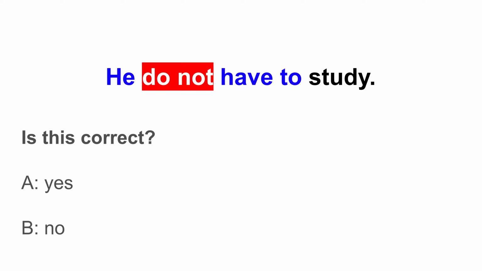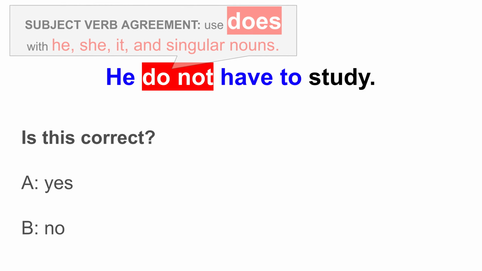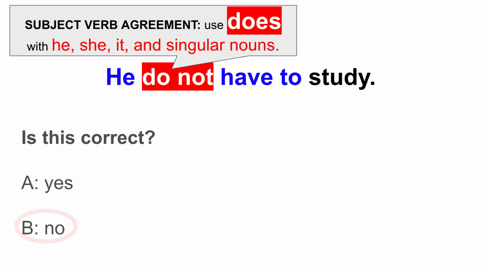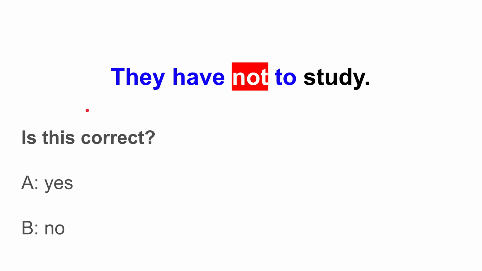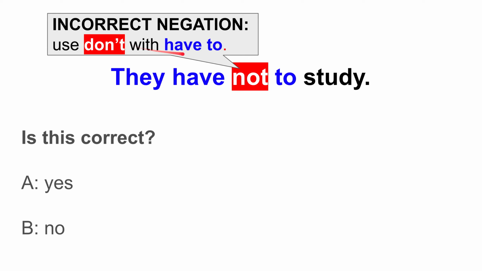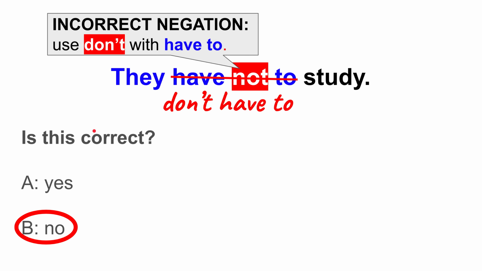The answer: does is used with he, she, it, and third person singular nouns. So the answer is no, it is not correct. Should we correct it? Yes: he doesn't have to study. We delete do not. Doesn't have to. Next, they have not to study. Is this correct? Well, we use don't with have to. So the answer is no. They don't have to study.